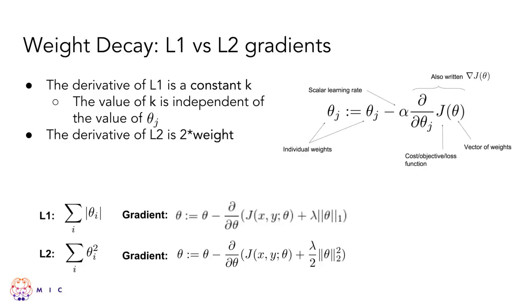So what happens is that the derivative of L1 becomes a constant k, which is independent of the value of the weight that we're updating. It's related to the summation of all their absolute values. And the derivative of L2 turns out to be 2 times that weight. So for those of you who remember calculus, the derivative of x squared is 2x. And a lot of times people will scale it down to get rid of that coefficient by dividing by 2, which you can do, you don't have to. It won't affect the effectiveness of weight decay.